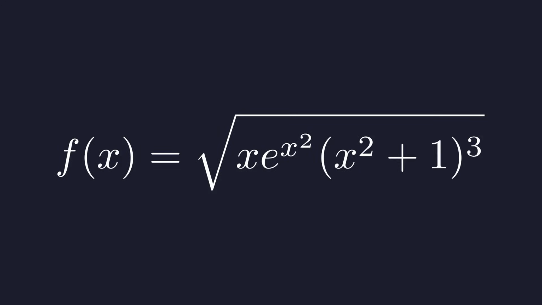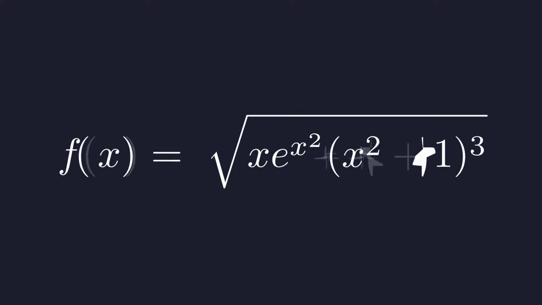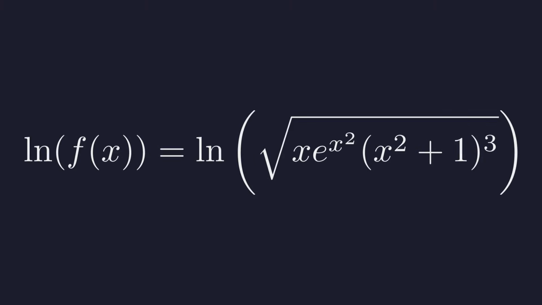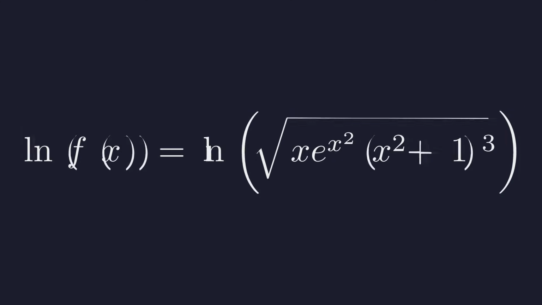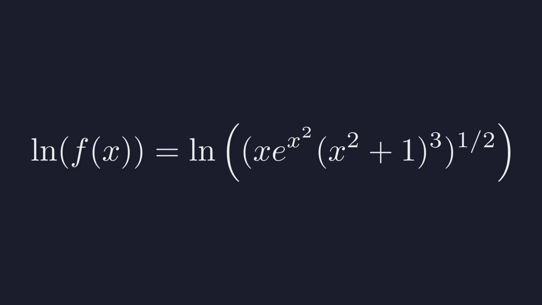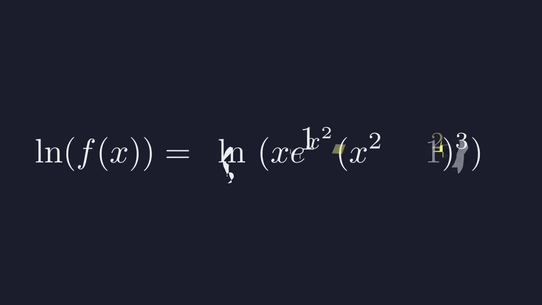So here's our function. Step 1, hit both sides with the natural log. Natural log of f of x equals natural log of this whole mess. Now we just need to expand the right side using log rules. Let's deal with the square root first. Remember, a square root is just an exponent of 1/2. Writing it like this makes our next move obvious. The power rule for logs says we can pull that 1/2 exponent out front, already looking cleaner.